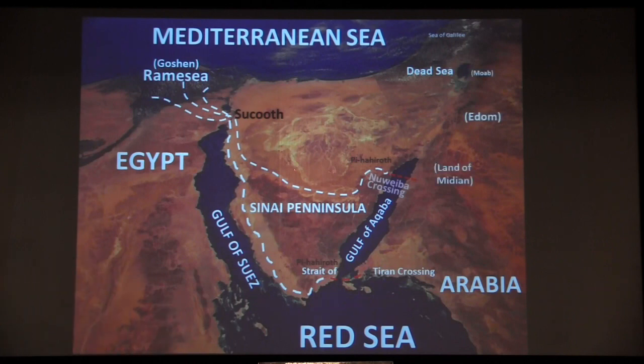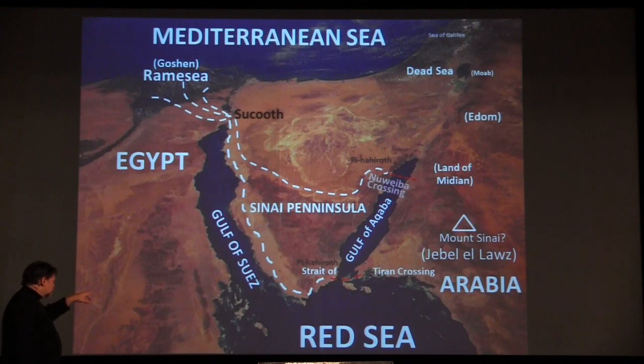Okay, so there's Edom, Moab, Edom, the land of Midian. So that's a lot of where Moses was spending a lot of time, and it's actually a little bit farther down, but it covered that area. And then this is a possible site of Mount Sinai, the Jebel El Lawaz. I'm butchering that, I'm sure, but I like the thought of it being there.